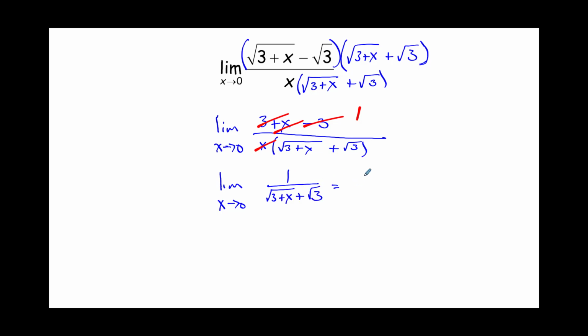Okay, when we plug in 0, we get 1 over radical 3 plus radical 3, which gives me 1 over 2 radical 3. You're just adding 2 of them together. So it's 1 radical 3 plus 1 radical 3 equals 2 radical 3. And that is your final answer. All right? Well, hopefully this helps you understand how to simplify an indeterminate limit that has a radical involved by using conjugates.